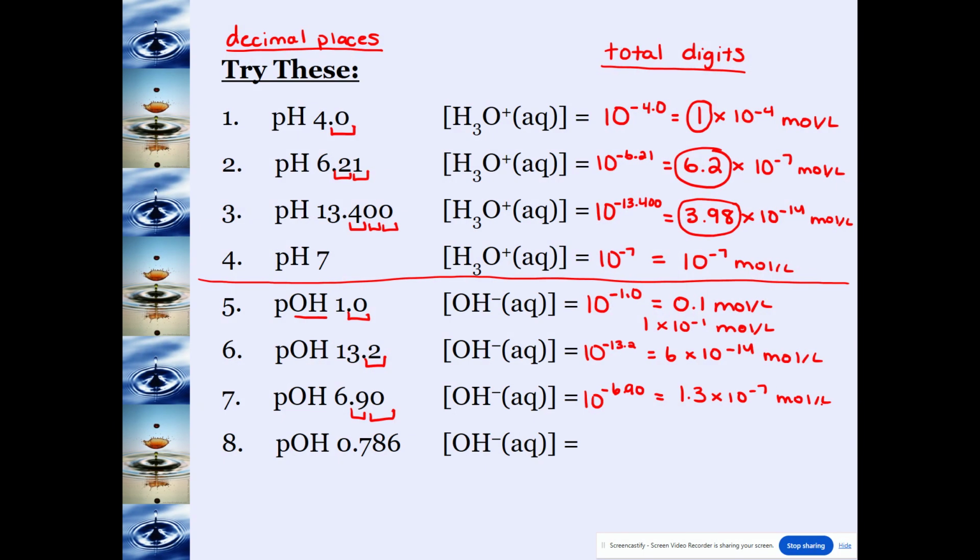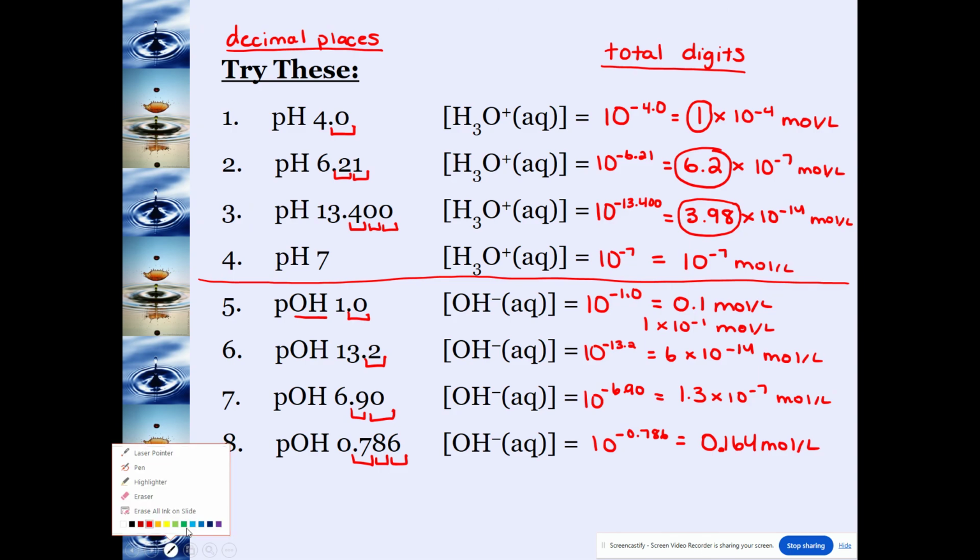And the last one, I have 3 decimal places, so I'm allowed 3 total digits. 10 to the exponent negative 0.786 gives me 3 total digits of 164, because leading zeros don't count, moles per liter. Okay, let me just put up the answers, make sure we did all that correctly.